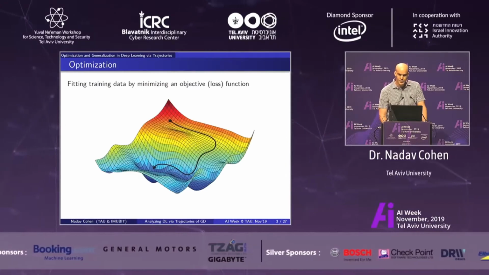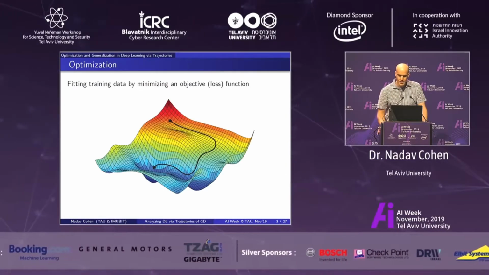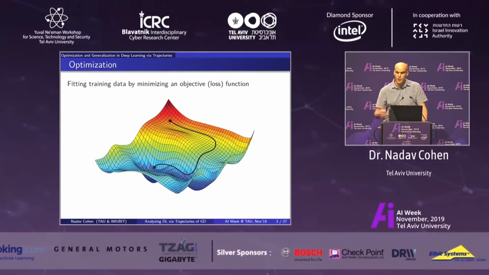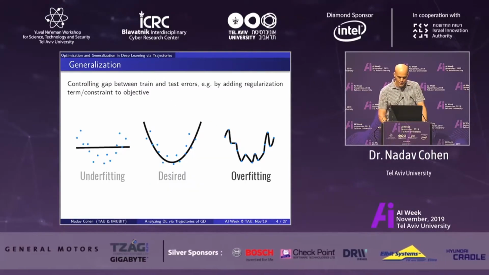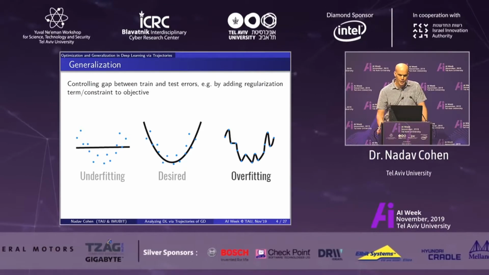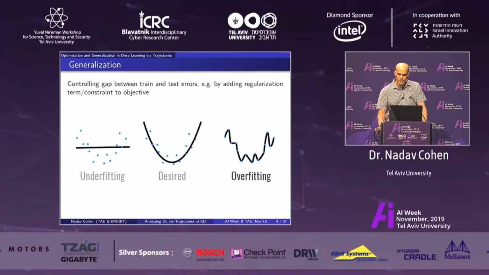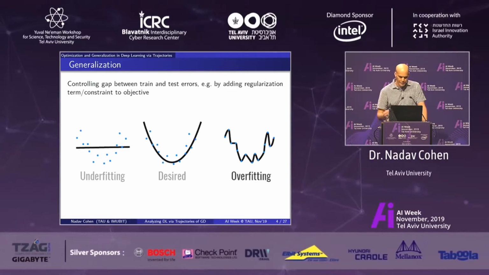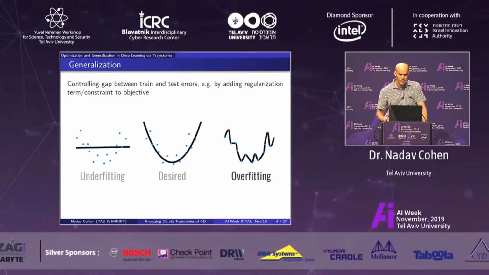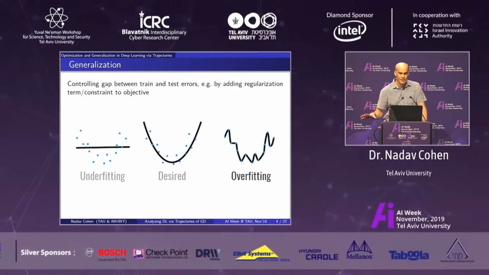In the context of deep learning, when we talk about optimization, we typically mean the process of fitting training data by minimizing some objective, some loss function. And generalization refers to controlling the gap between train and test error, for example, by adding regularization. The behavior of optimization and generalization in deep learning is very different from classical machine learning.